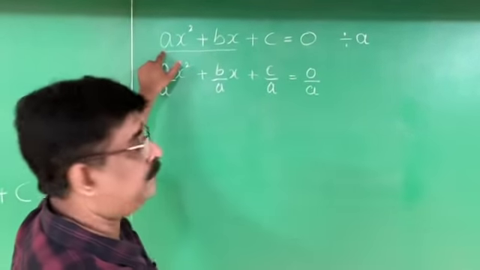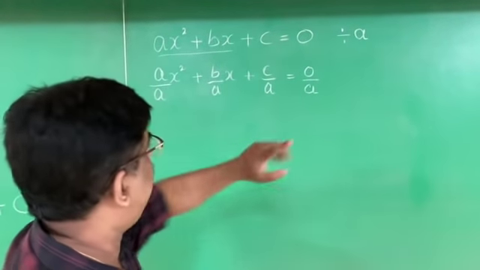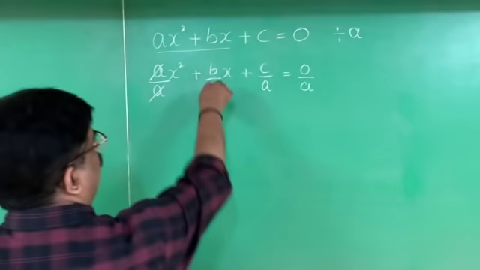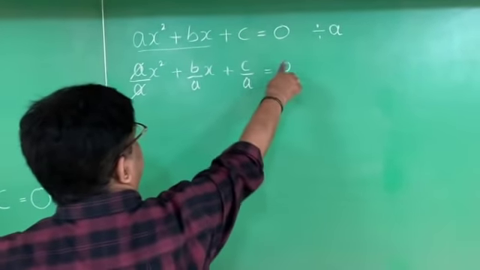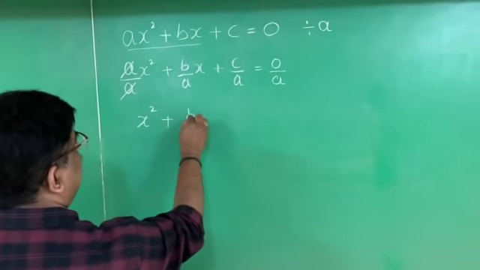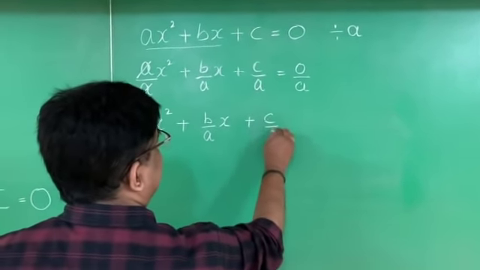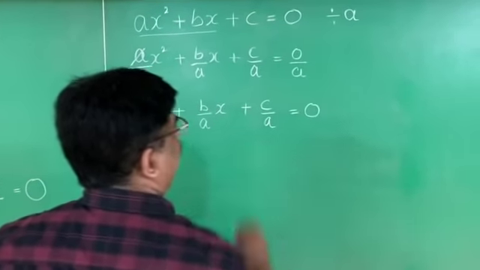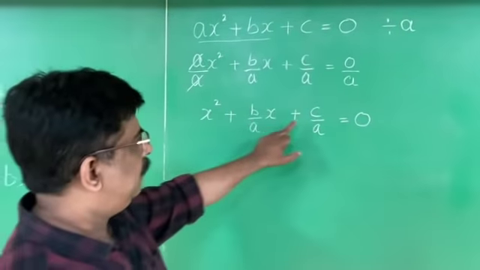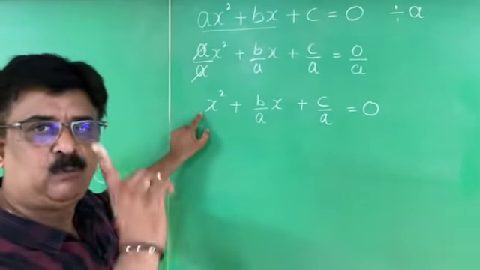Divide the whole equation by a. Why? Because we have to make the coefficient of x square as 1. Divide by a. Then cancellation. A cancels. No cancellation, no cancellation, and this becomes 0. Therefore, the equation is x square plus b by a x plus c by a is equal to 0. Now, the coefficient of x square becomes 1.